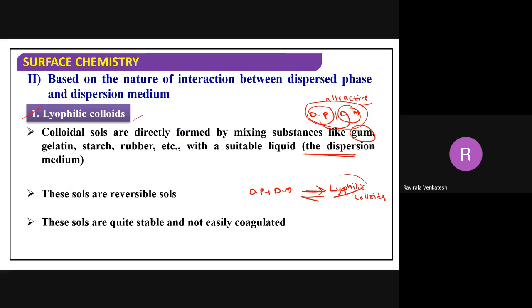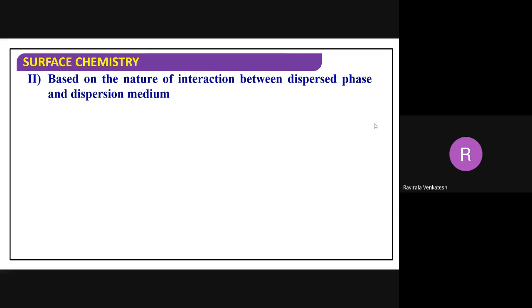Once we get a lyophilic colloid, it is very stable, so coagulation is very difficult. If you observe gum, coagulation and precipitation of gum is difficult. Once you form a colloidal solution, it is very difficult to get a suspension or precipitate from it, because the interactions between dispersion phase and dispersion medium are attractive.